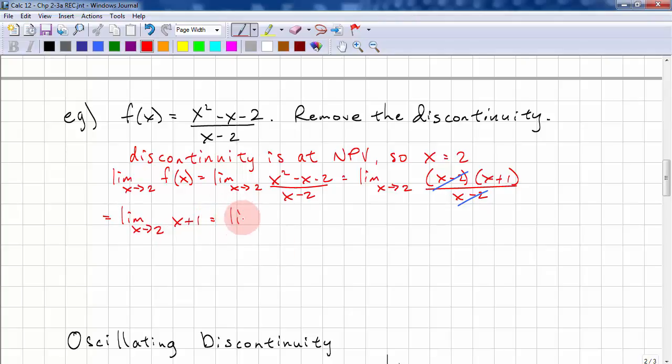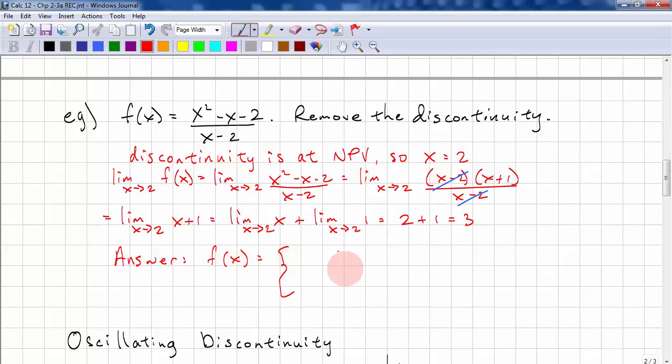We still need to break up this limit. If you don't break up the limit, you'll lose marks. And this is just 2 plus 1, and it's 3. So now we still have to answer the question. We have x squared minus x minus 2 over x minus 2 whenever x does not equal 2, and we simply say it's equal to 3 when x equals 2.